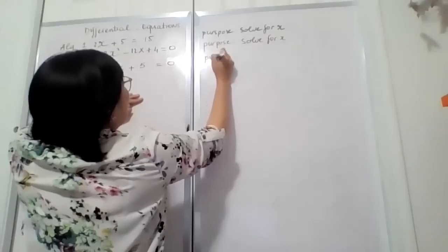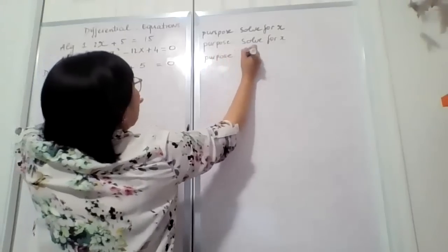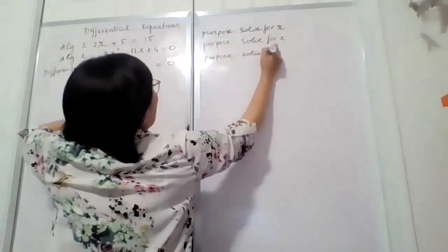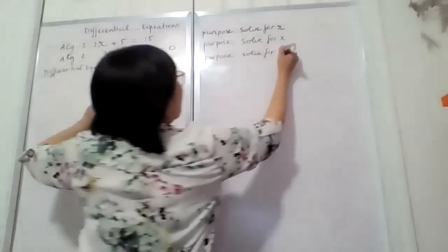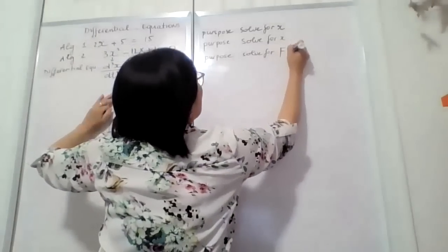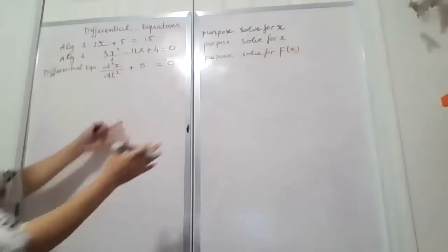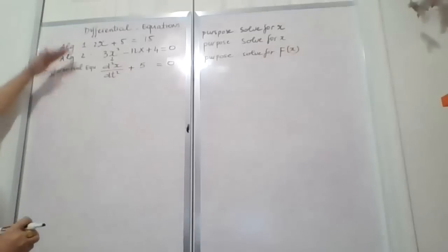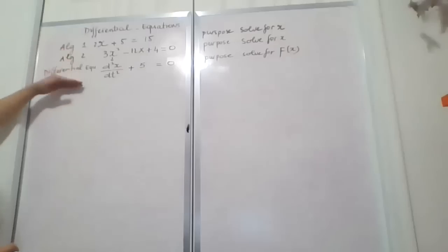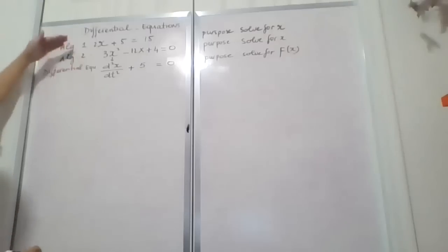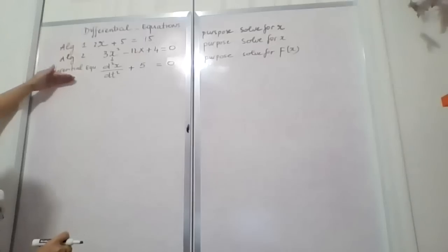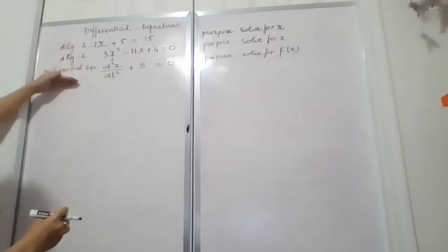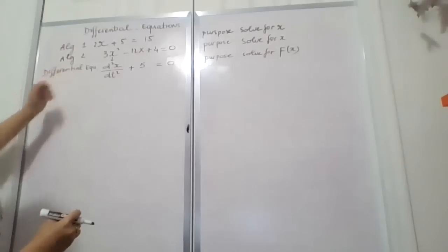So now what will our purpose be? We have a differential equation, so we're not going to solve for x anymore. We solve for the function f of x. So that is a higher hierarchical level: algebra 1, progressing to algebra 2, and progressing to math 12 calculus level, something like this.